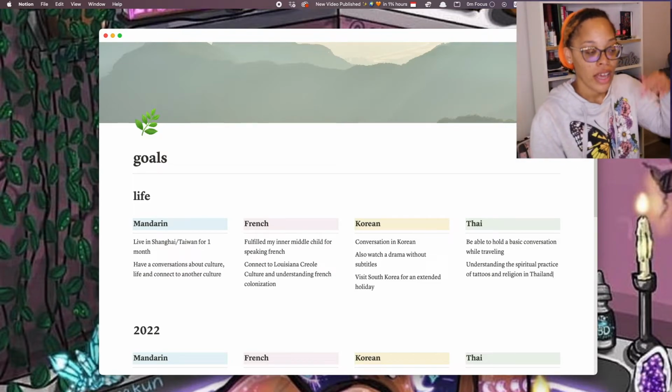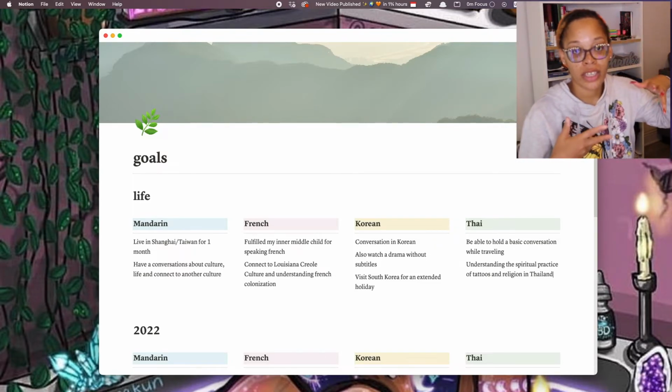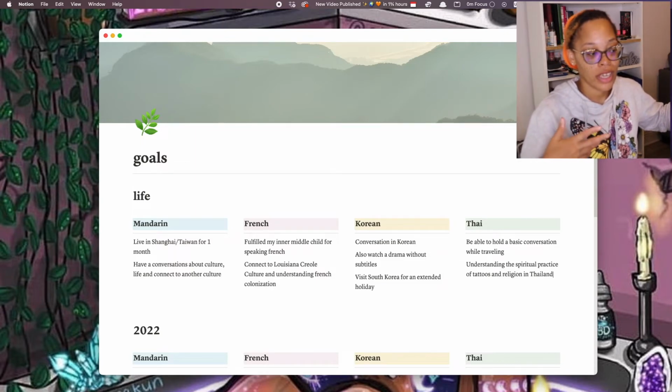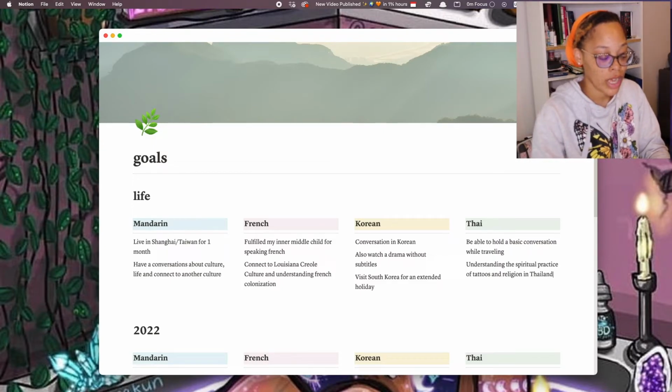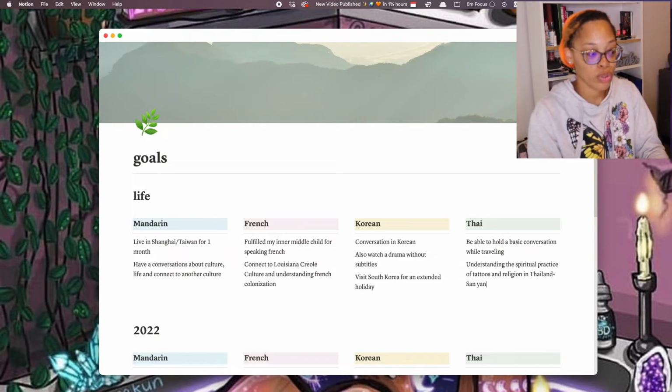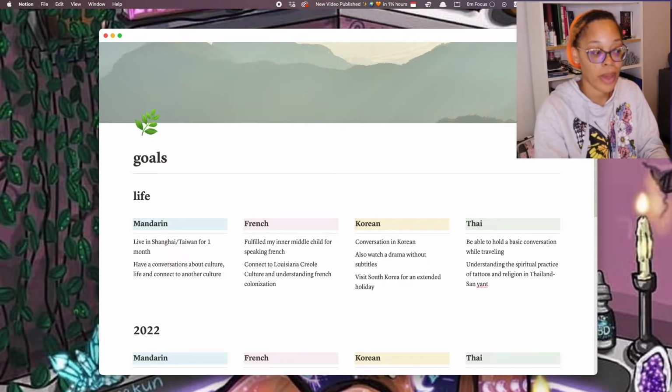Either way, hopefully I can understand and connect through language and understanding why those tattoos are important, which is actually one of the reasons why I'm going back: to understand that process and possibly get that particular tattoo.